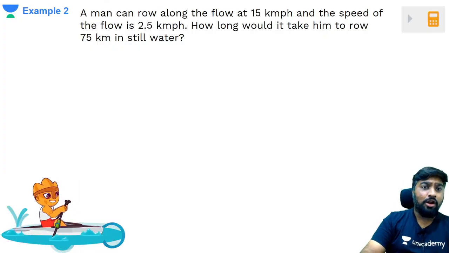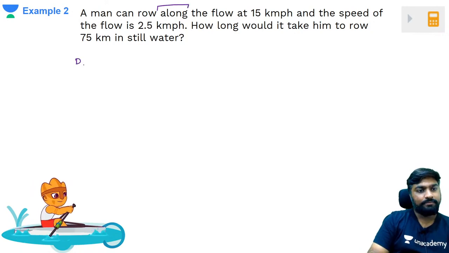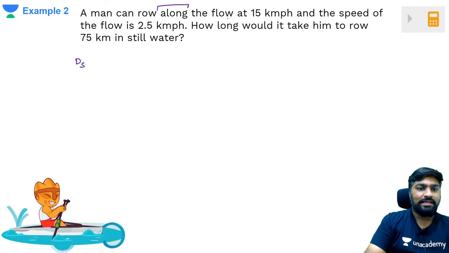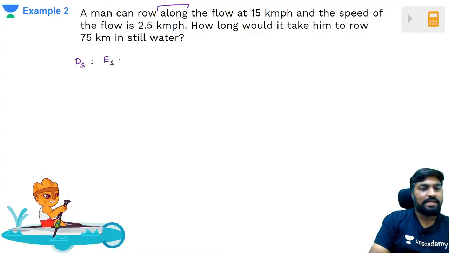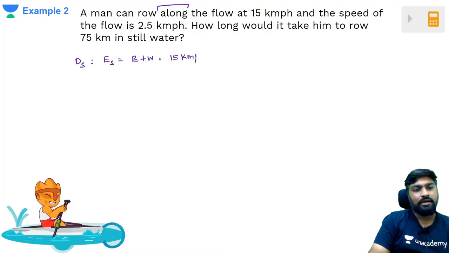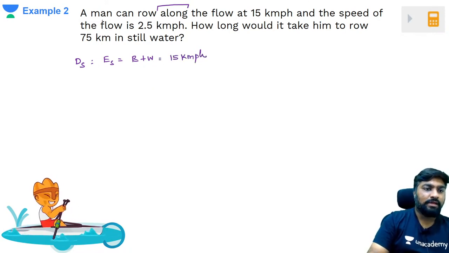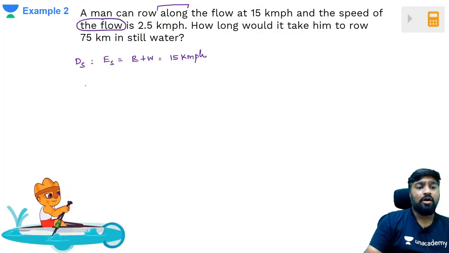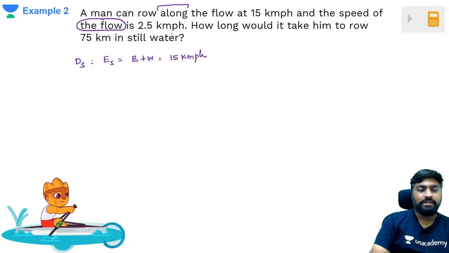A man can row along the flow. What do you mean by along the flow? Downstream. Along the flow at 15 kilometers per hour. What is downstream speed? The effective speed is basically the sum of the boat's speed and water speed. That's 15 kilometers per hour. Great. And they've said the speed of the flow. What do you mean by the flow? Flow basically means the speed of the water. So the speed of the water is given to us as 2.5 kilometers per hour.